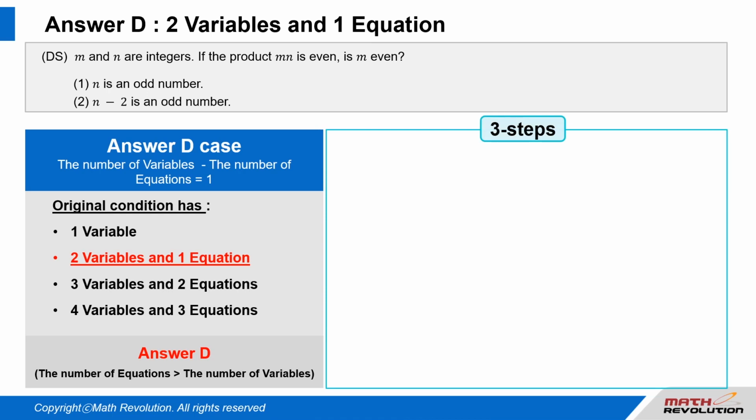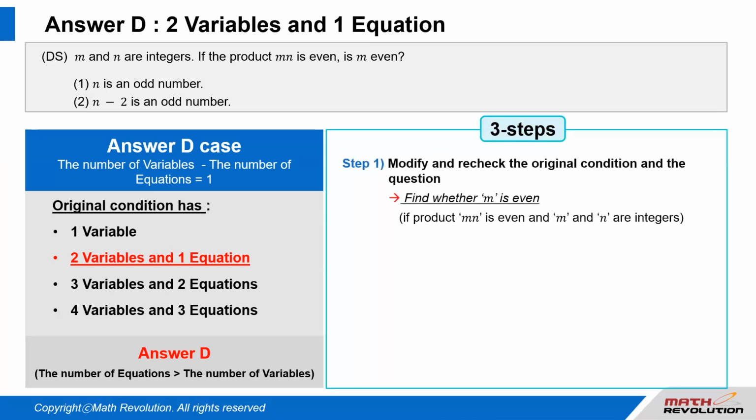Let's apply the 3 steps suggested previously. Follow the first step of the variable approach by modifying and rechecking the original condition and the question. We have to find out whether m is even if m and n are integers and the product of m and n is even. Either m or n should be an even number to make the product of m and n even. Now, let us modify the original condition. We have to find out whether m is even. There are two variables, but we have an equation wherein we are told that m times n is even.